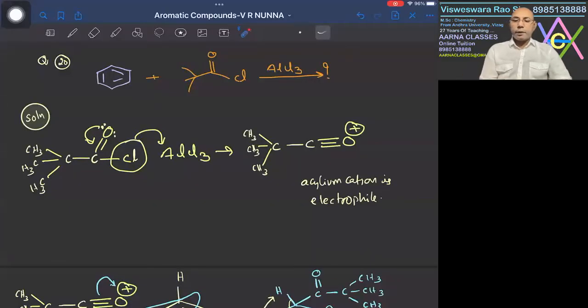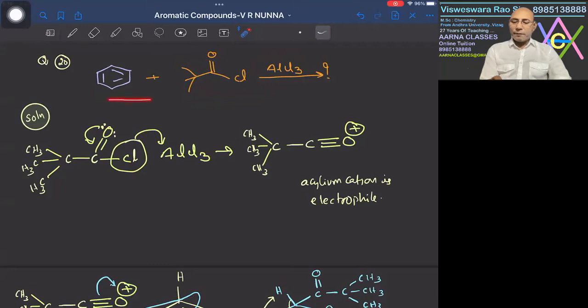So in today's discussion, I'm taking this problem. This is a benzoyl and this is a tertiary butyl group and C double bond O. And this is acyl chloride in the presence of Lewis acid, AlCl3. So acyl chloride in the presence of Lewis acid, this is the Friedel-Crafts acylation.